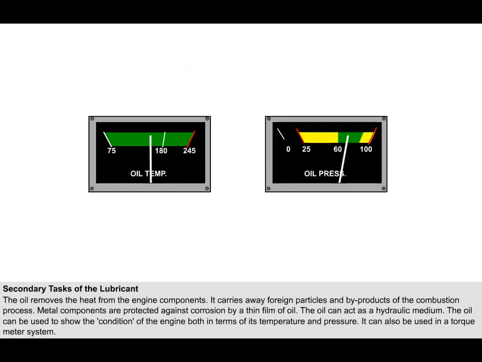The oil system's use as an indicating medium is of great importance to the pilot, as it can give an early warning of impending mechanical failure or loss of power. The lubricant can be used to show the condition of the engine, both in terms of oil temperature and oil pressure. On some engines, the oil can also be used in a torque meter to indicate the power being developed. Operation of the hydraulic torque meter is fully explained in the lesson on propellers.